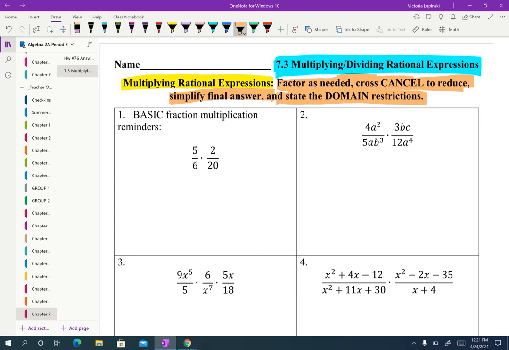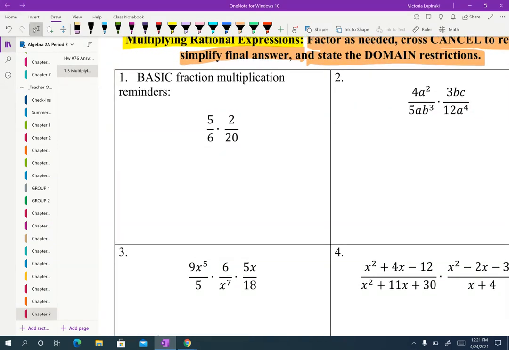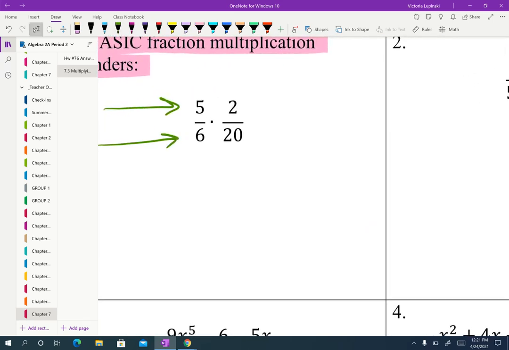Before we get into these harder versions, I just want to go back and review with you basic fraction multiplication reminders. Hopefully you remember back from your middle school days that when you multiply fractions, technically you're supposed to multiply the numerator times the numerator and the denominator times the denominator. By doing that, you're going to wind up with much larger numbers. So instead, you're going to try to cross cancel, again, not cross multiply, but cross cancel, to get smaller values. So 5 and 20, you notice that they have something in common, as do 6 and 2. So instead of multiplying those out to get larger numbers, you're going to cross cancel to make them smaller.